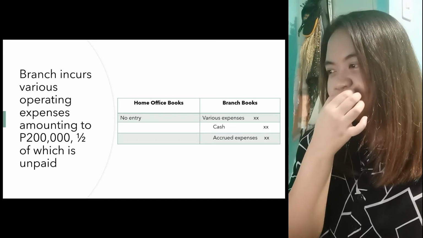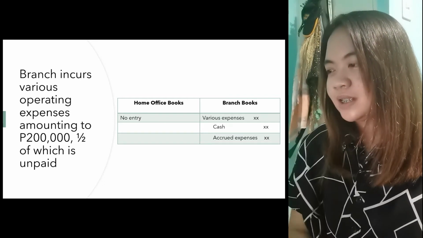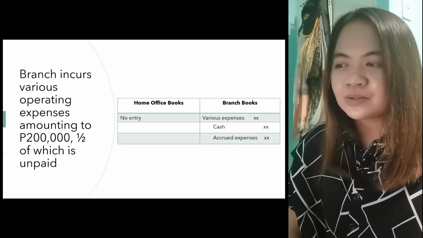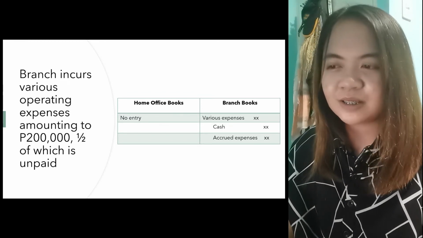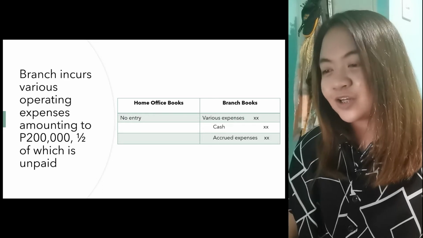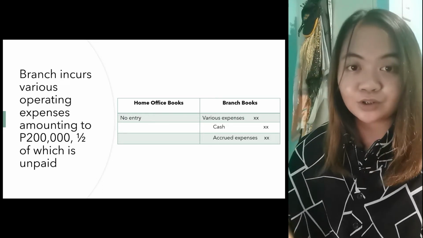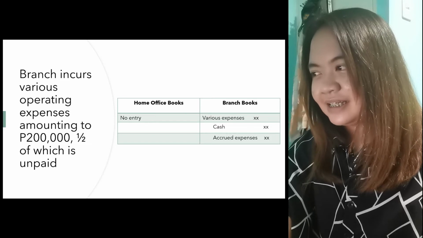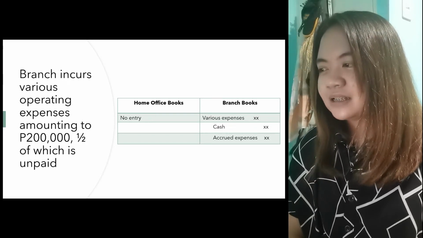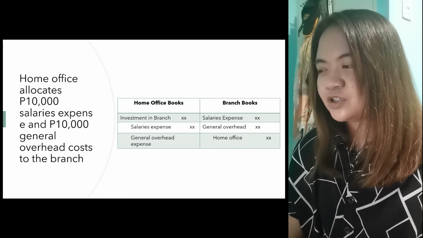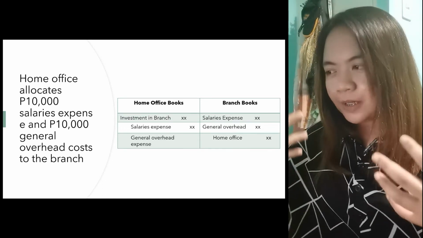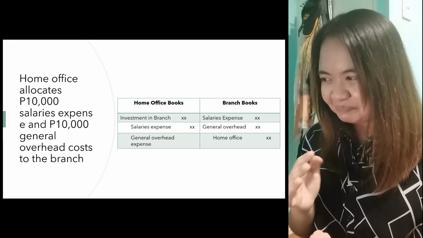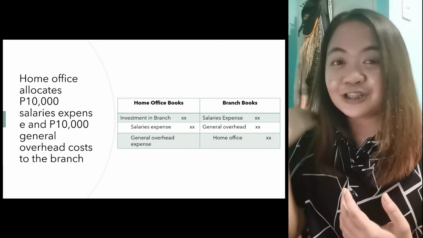Next, branch incurs various operating expenses amounting to 200,000, one half of which is unpaid. So, no transaction with home office, so no entry. So, sa branch books, we have various expenses, debit, credit cash, and then credit accrued expenses if unpaid pa rin yung iba. Okay? Home office allocates 10,000 salaries expense and 10,000 general overhead costs to the branch. Ito, si home office magbibigay ng ayuda. Magbibigay ng share niya.